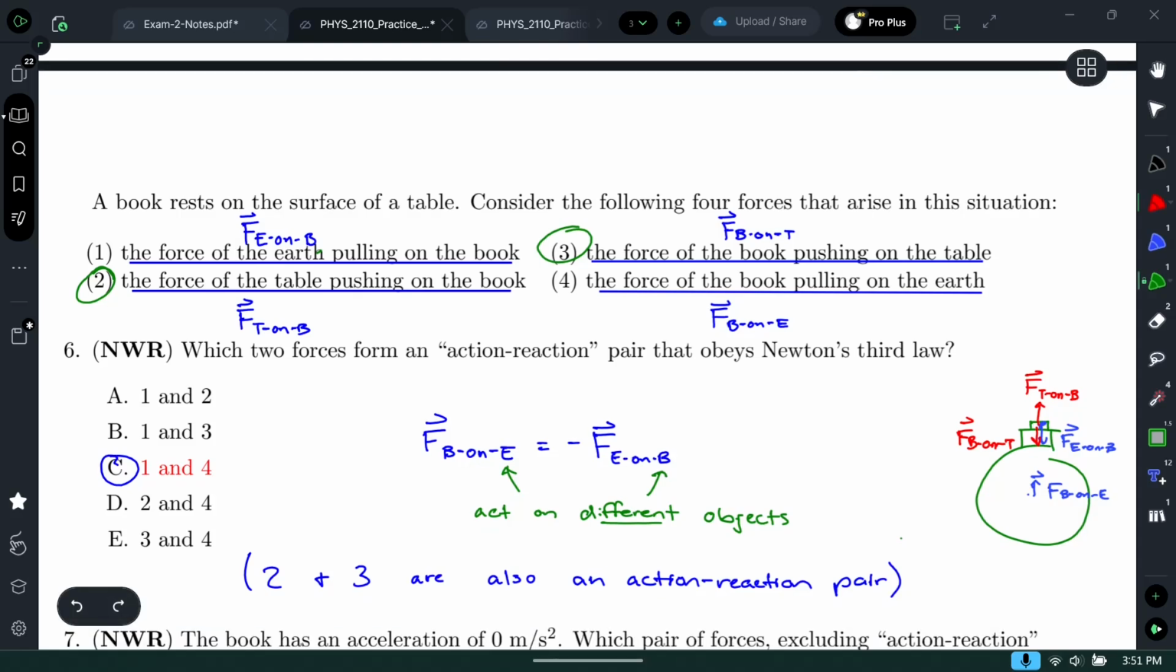Some other action-reaction pairs. The Earth pushes up on the table. So we could talk about the force the Earth exerts on the table. That's another normal force. It would actually act through both legs of the table. The reaction to that is the table pushing back on the Earth. And then we could talk about the force the Earth exerts on the table, not through this supporting surface, but through the direct gravitational interaction. So Earth pulls down on the table.